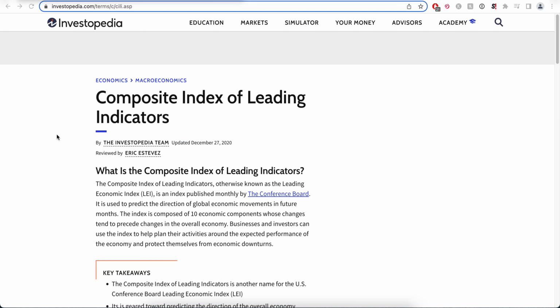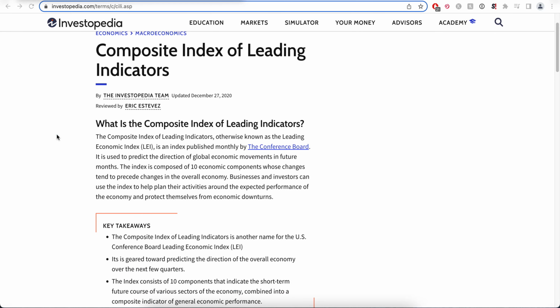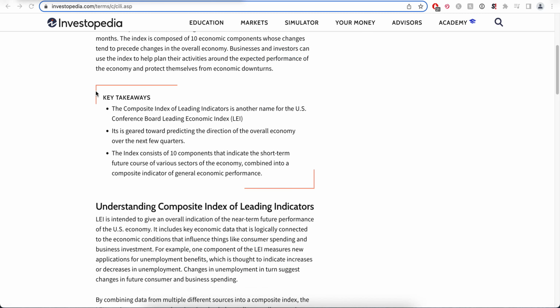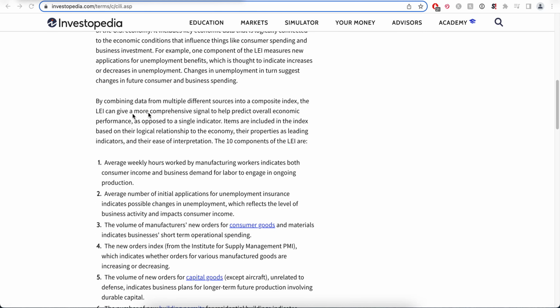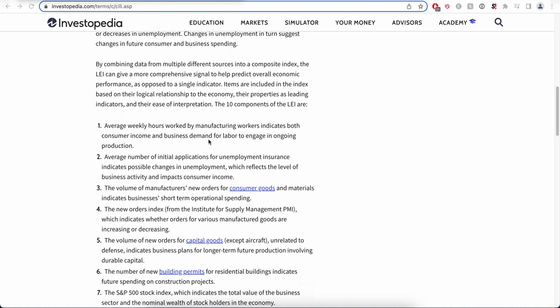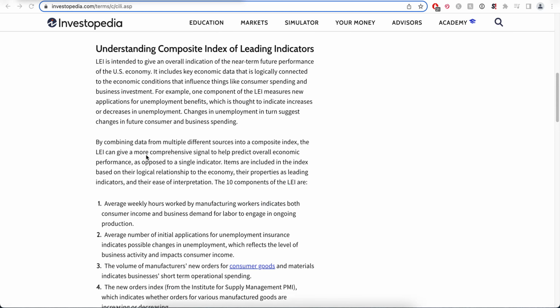Okay, so next up, we're going to take a look at a leading indicator that's created by the Conference Board. It's called the Leading Economic Index, and I just wanted to bring up the Investopedia page, just so that you can understand what this is about, because it's about a lot of different data points here, like the average weekly hours worked, average number of initial applications for unemployment insurance, kind of things that we talked about, volume of new orders for capital goods, number of building permits, a lot of stuff here, the S&P 500 index. A lot of stuff are actually equated together and are giving us a leading indicator.